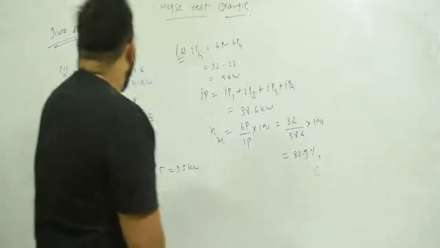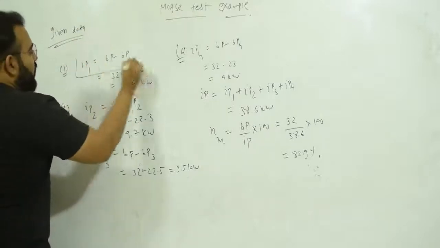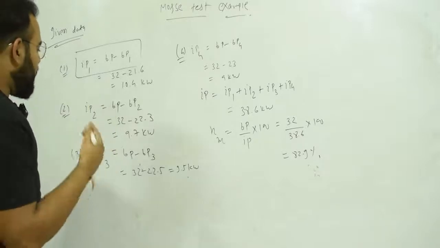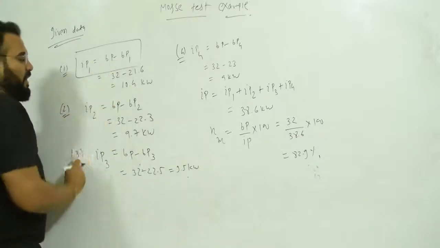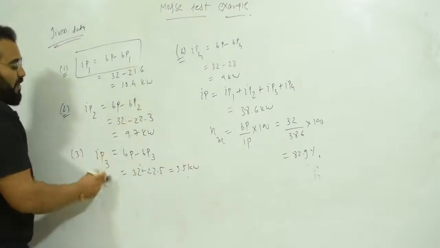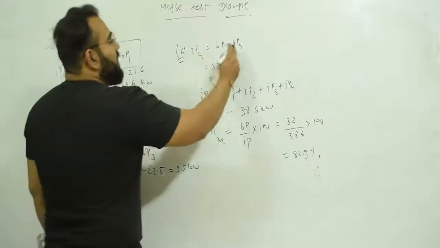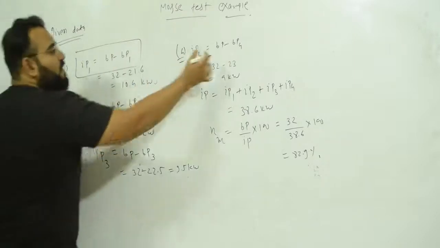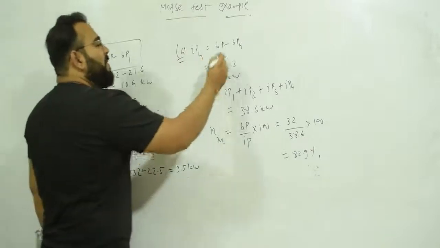Now, we know the formula from the Morse test. For a 4-cylinder engine, indicated power IP1 is equal to BP minus BP1, IP2 is equal to BP minus BP2, IP3 is BP minus BP3, and IP4 is BP minus BP4. If it is 3 cylinders, we write up to here. If 4, we write up to here. If it is 5, then we write IP5 equal to BP minus BP5.